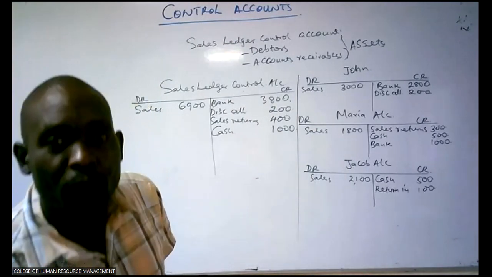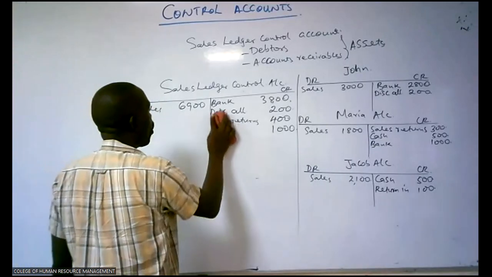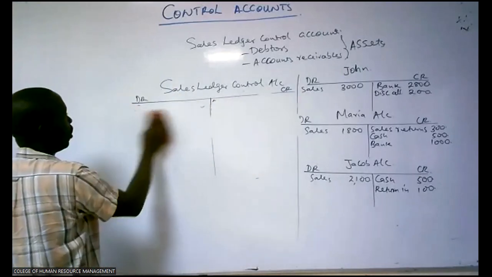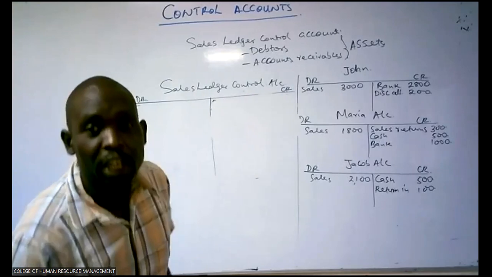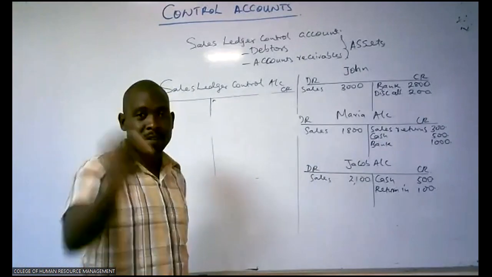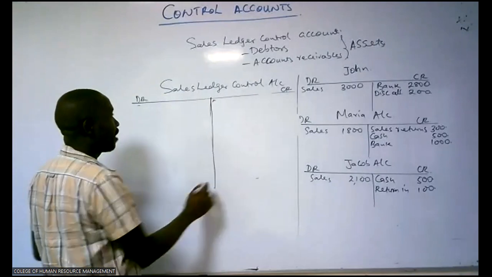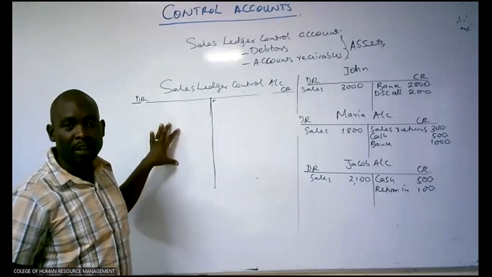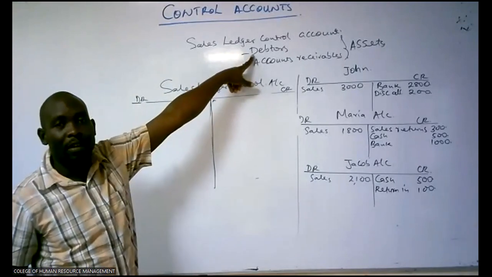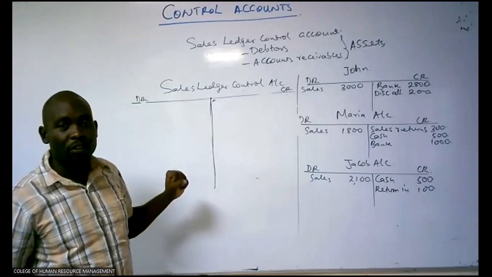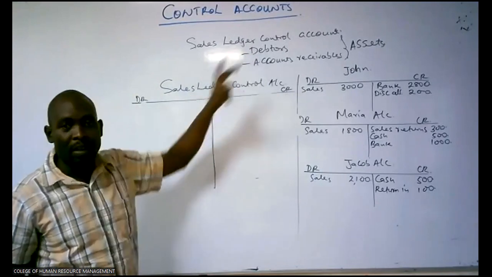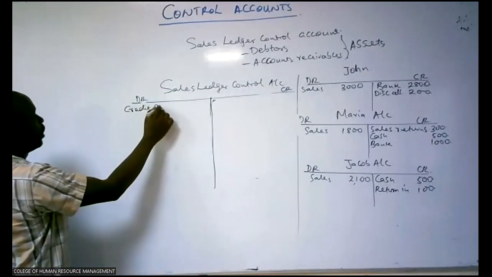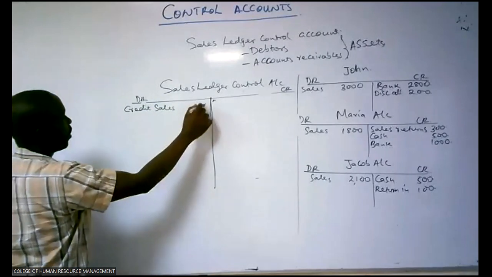Let me now give you the format of the sales ledger control account. What do we normally debit and what do we normally credit? The sales ledger control account controls asset debtors. And we know an increase in assets we debit. So what we are going to debit here are those items or transactions that are going to increase the debtors. Those transactions include credit sales. We shall be debiting here by credit sales like that.